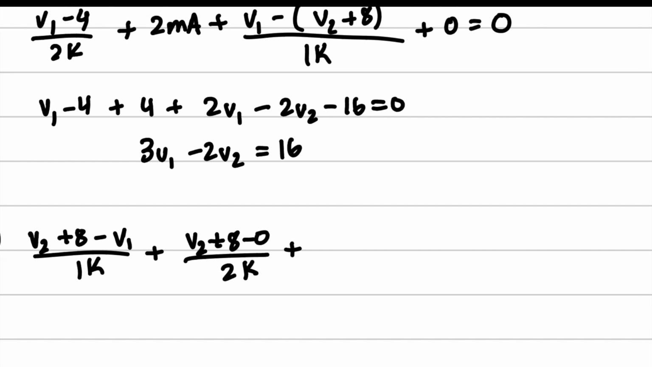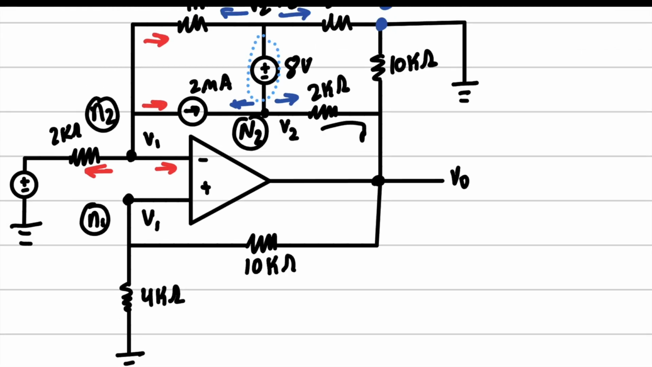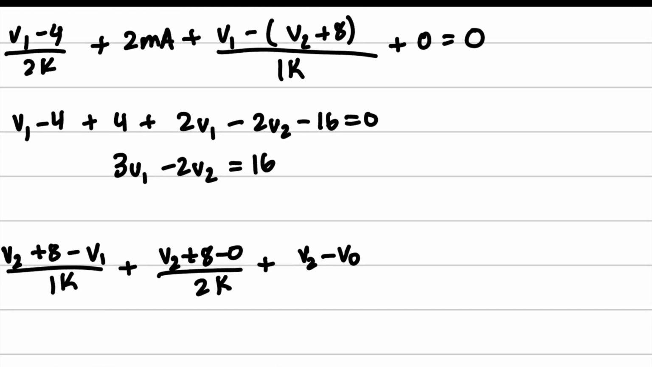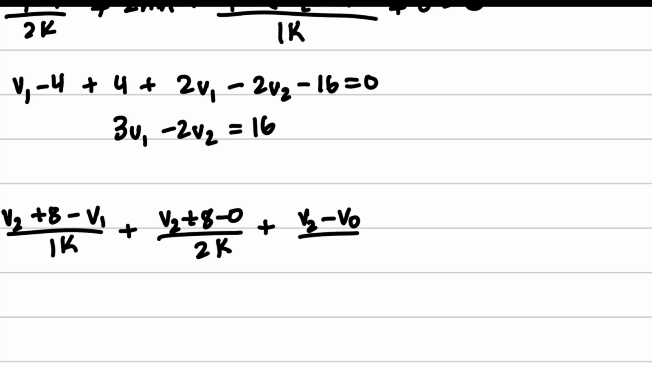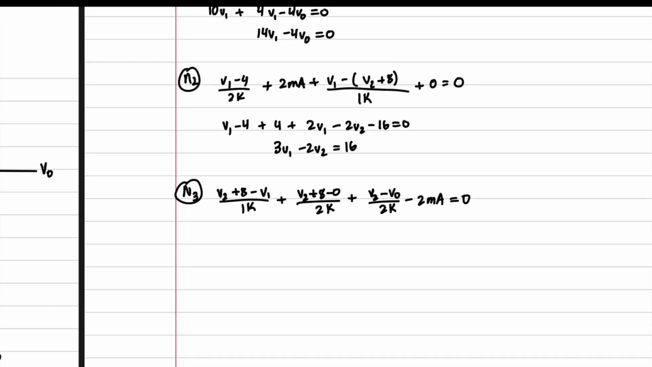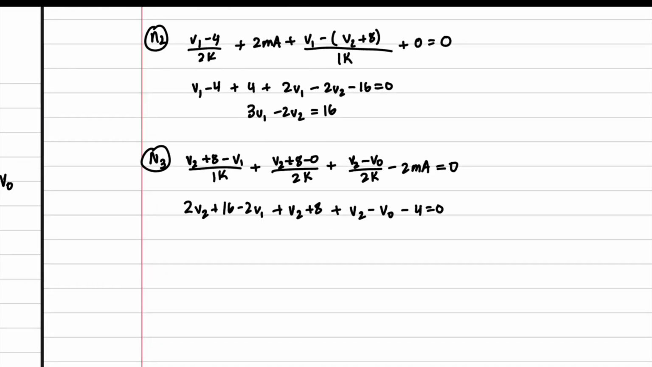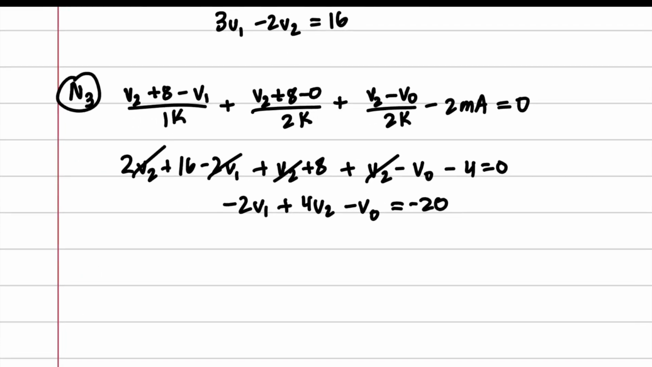Now we're going to look at the non-forced portion. It's V2 minus V naught, because we are going outwards and it's touching the V naught node, over 2k, and we have 2 milliamps going into this node. Once again, we're going to simplify, and we are left with negative 2V1 plus 4V2 minus V naught equals negative 20.